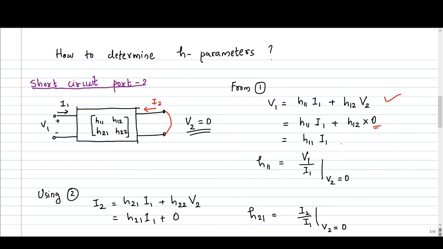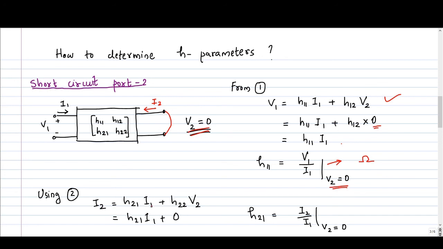So H11 is V1 by I1 with this condition V2 equal to 0. So what is the unit of this? It is a voltage divided by current form. So it has dimensions of ohm. Okay, unit is ohm.